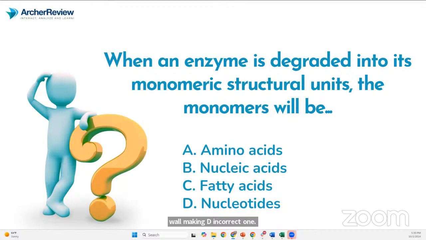When an enzyme is degraded into monomeric structural units, the monomers will be A, amino acids, B, nucleic acids, C, fatty acids, or D, nucleotides. This is a challenging one. You got 45 seconds.